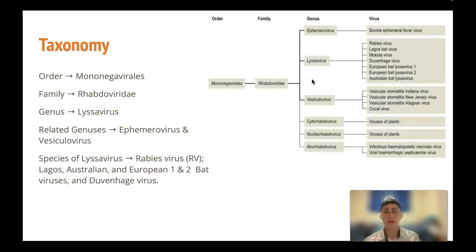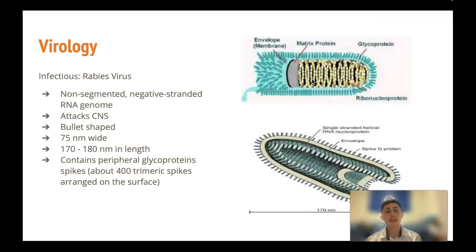A little taxonomy about rabies. Its order is Mononegavirales. It's in the family Rhabdoviridae. Its genus is lyssavirus, and some related genera are ephemerovirus and vesiculovirus, and the similarity is just seen between its structural shape, as we'll talk about in the next slide. Some species of lyssavirus include rabies, which we're talking about today, Lagos virus, Australian virus, European 1 and 2 bat viruses, and Duvenhage virus.